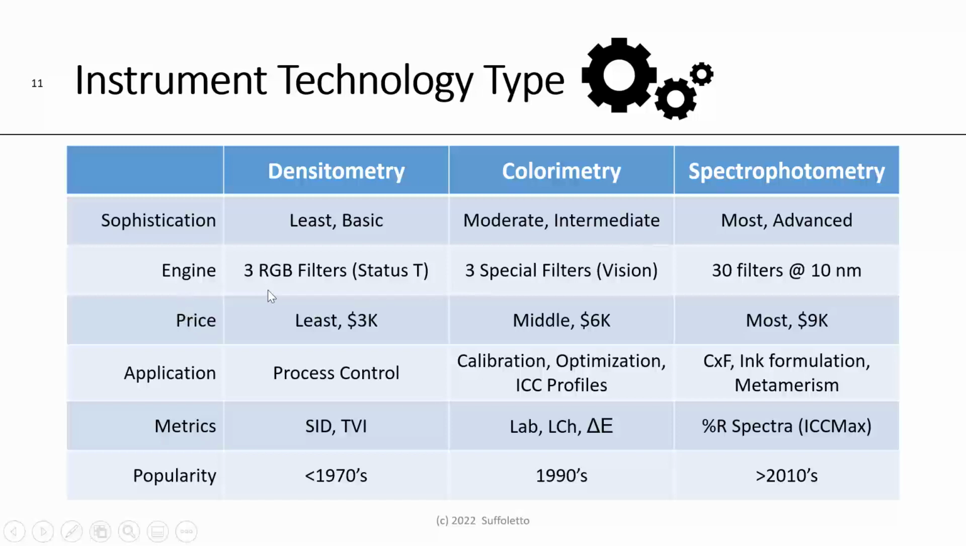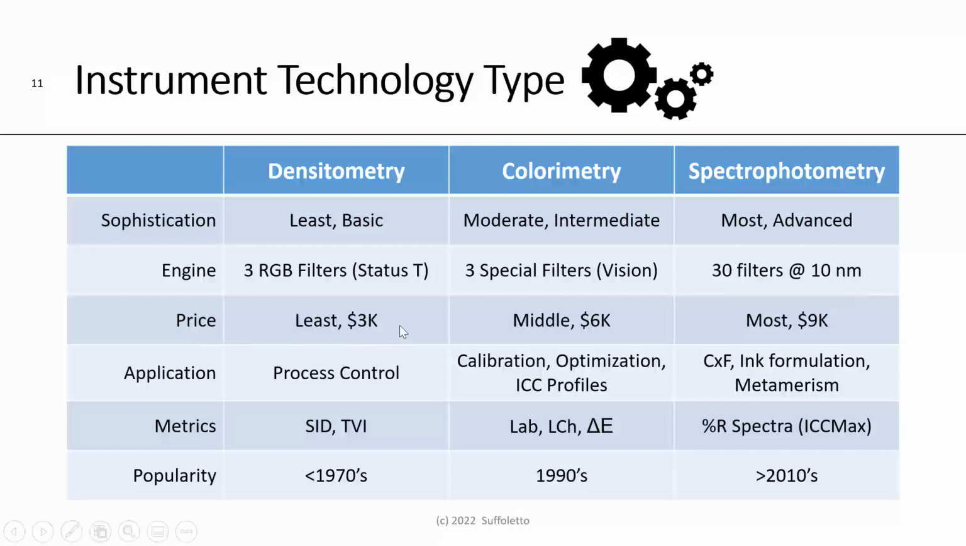The engine inside of a densitometer is 3 filters. We call them Status T. They're Kodak Wratten red 25, green 58, and blue 47. The filters inside the colorimeter are now going to try to match the color matching function of the human eye for vision. The engine inside of a spectrophotometer is typically 30 filters every 10 nanometers apart. A nanometer is 10 to the minus 9, a billionth of a meter.